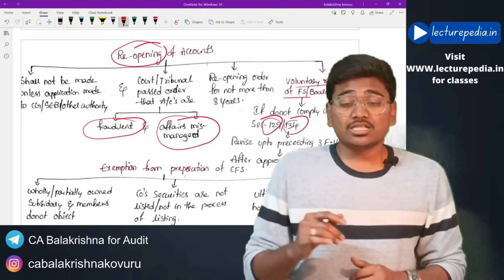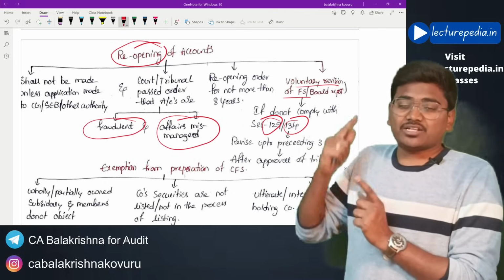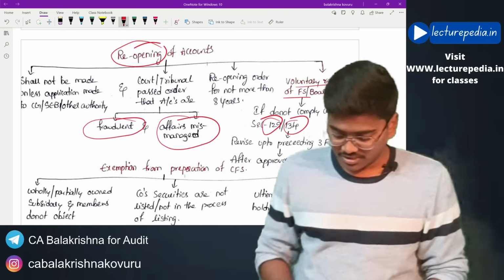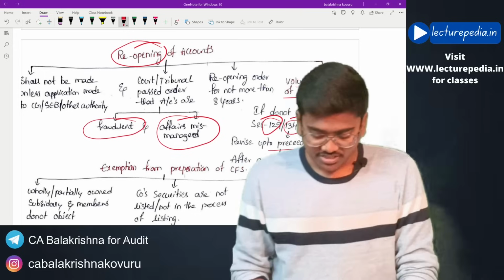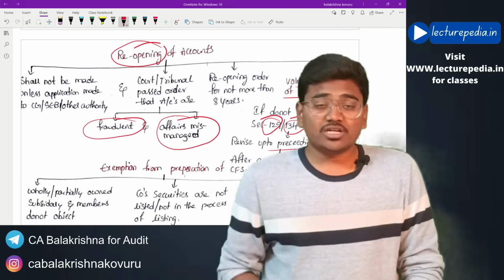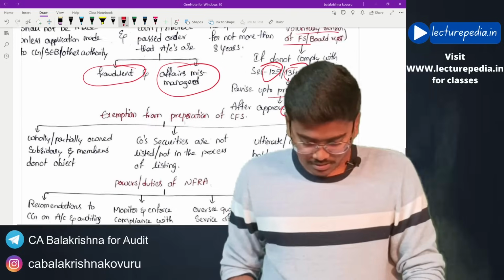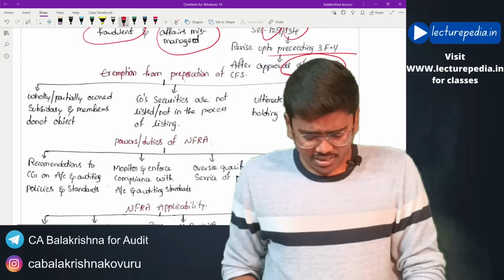Here also this voluntary revision can be done only for the preceding 3 financial years, okay, not beyond the preceding 3 financial years. See, up to 3 financial years after approval of the tribunal. Even for this voluntary revision, you should take the approval of the tribunal. Hope this is clear. Next, consolidated financial statements.